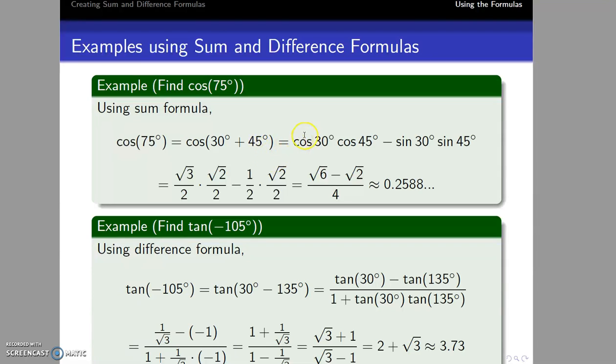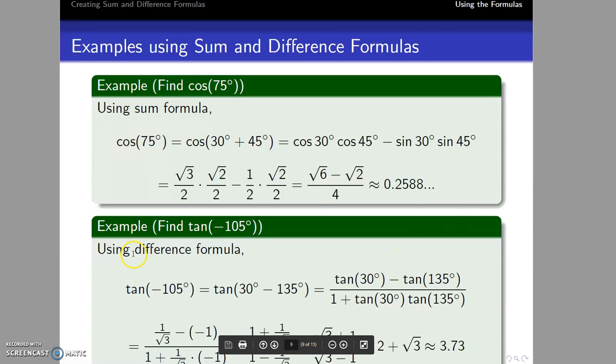So let's see here. That is cosine 30, root 3 over 2. Cosine 45, root 2 over 2. Sine 30 degrees, 1/2. Sine 45 degrees is root 2 over 2. So I've got what amounts to root 6 over 4 minus root 2 over 4, which is about a fourth, or 0.2588 that we had expected from our calculator.